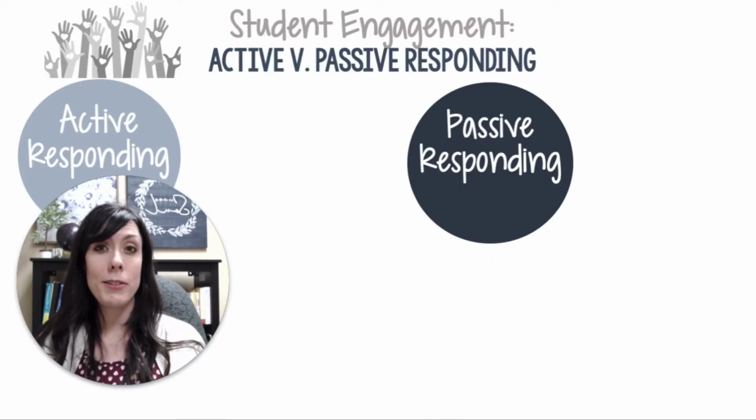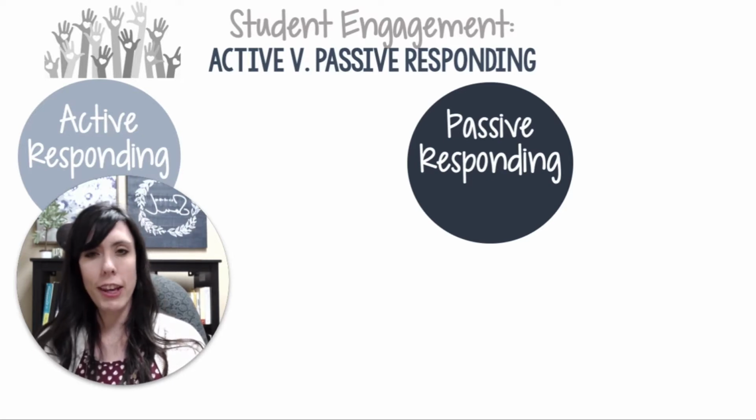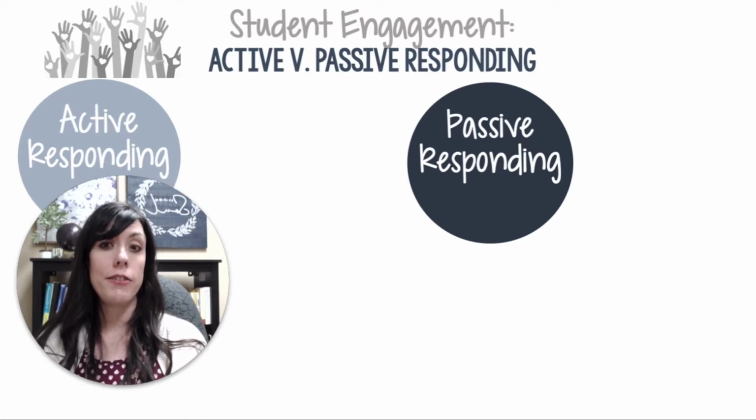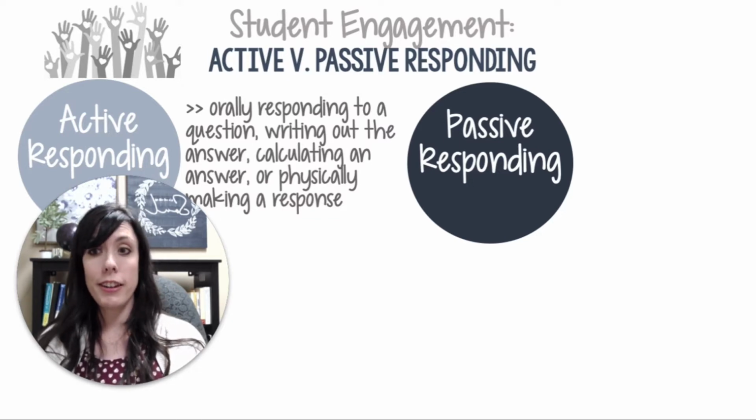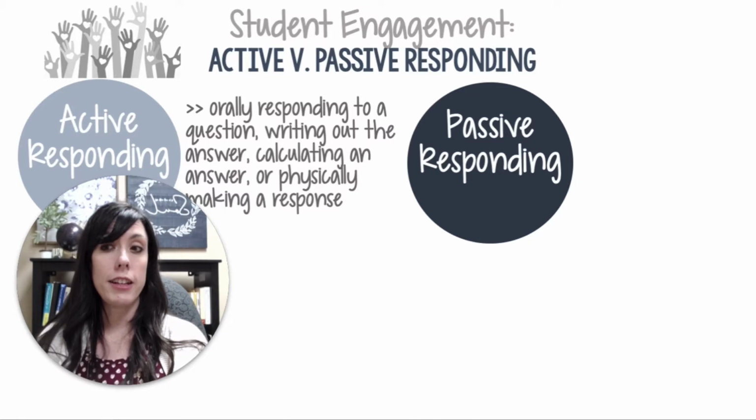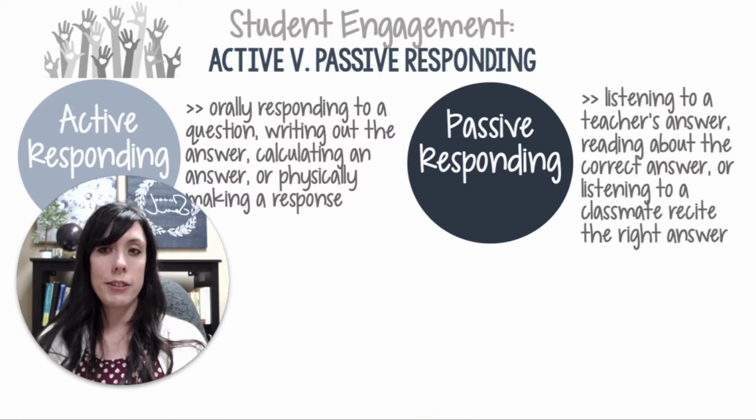When we're talking about student engagement, it's important to distinguish the difference between active and passive engagement, or active and passive responding. Active responding occurs when a student responds orally to a question or writes out the answer themselves or calculates the answer or physically makes a response to a question that a teacher poses. Whereas passive responding involves a student listening to the teacher give an answer, or they read about a correct answer, or they listen to a classmate recite the right answer.